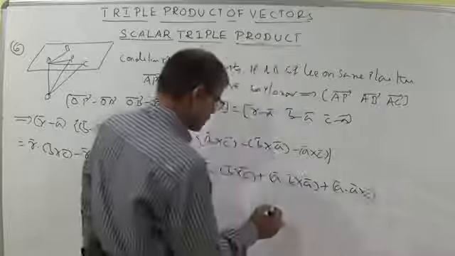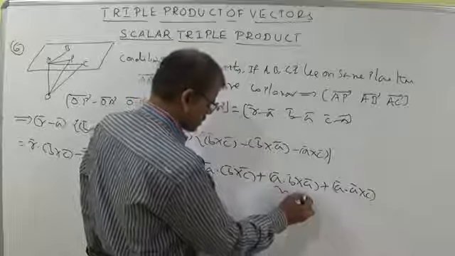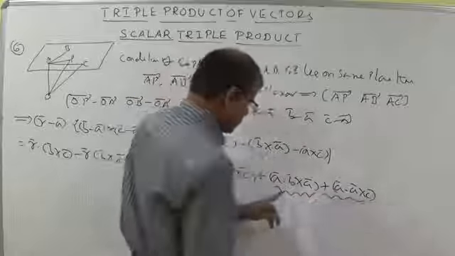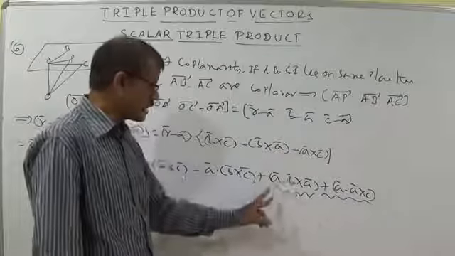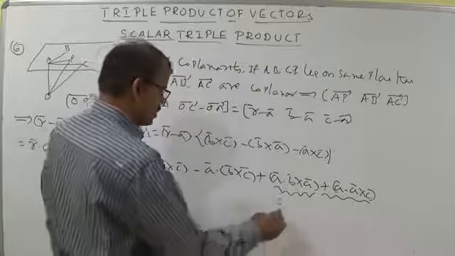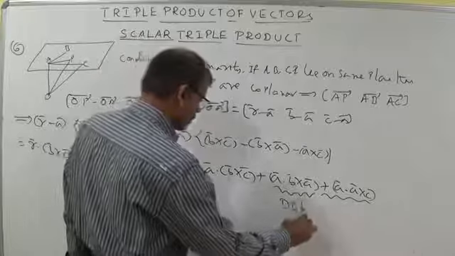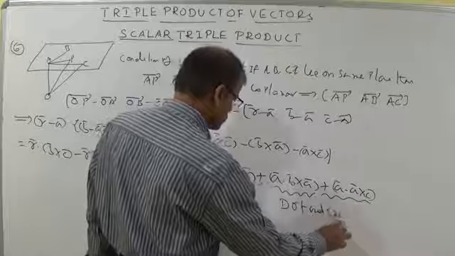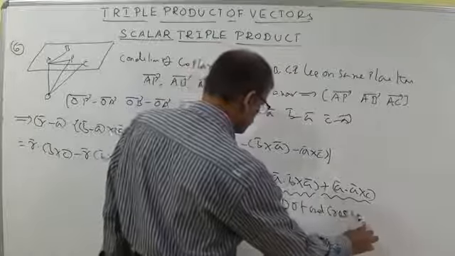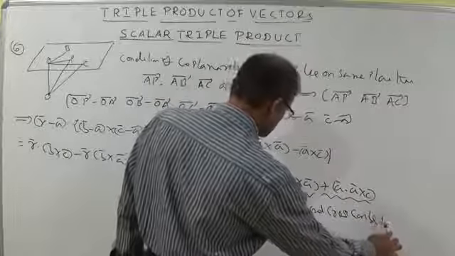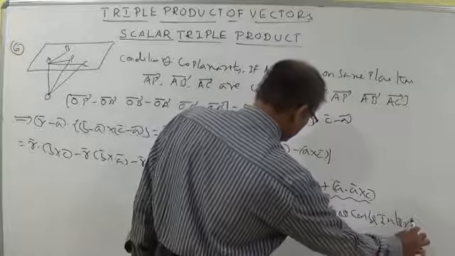Here I say the property. In the previous bit I said that a dot b cross a can also be written as a cross b dot a. Here I am writing the property: dot and cross can be interchanged. Dot and cross can be interchanged. This is a main property.